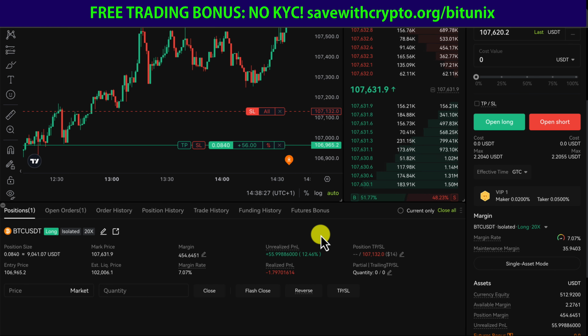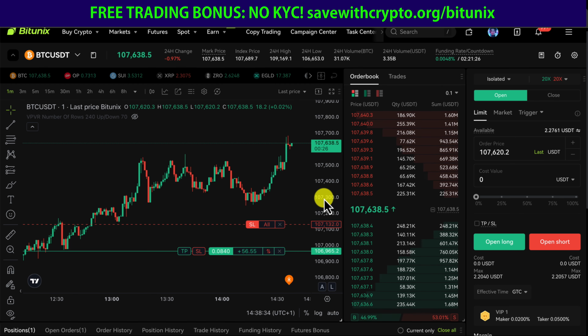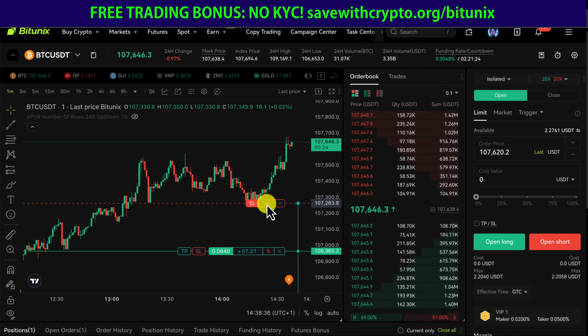Okay, this is looking great to me. It's $55 in profit, 12.58%. I think for a Sunday morning, that's not bad. So at this point, I'll probably just keep moving the stop loss up a little bit.